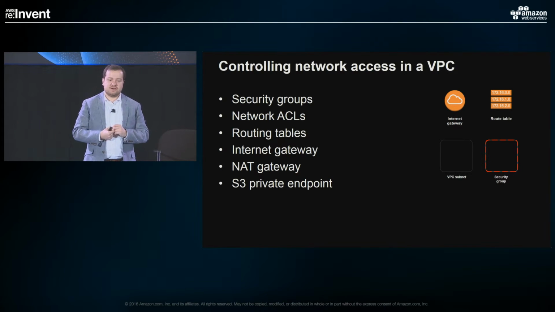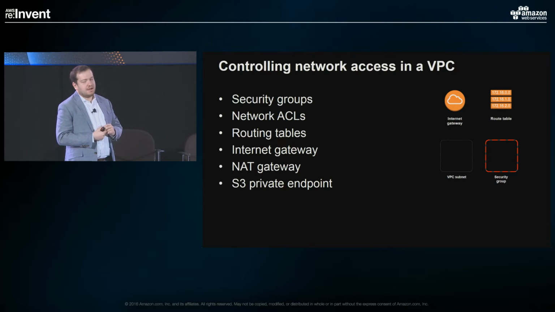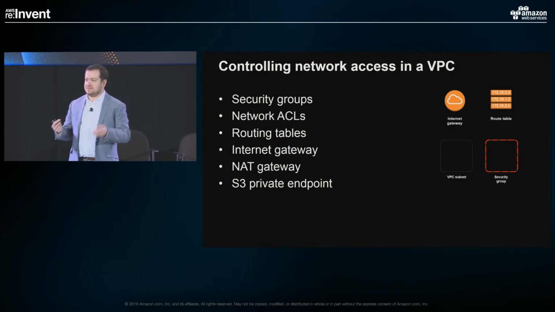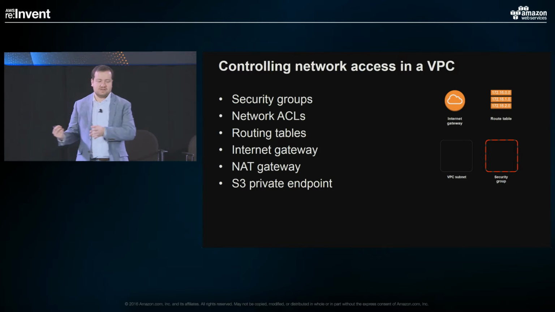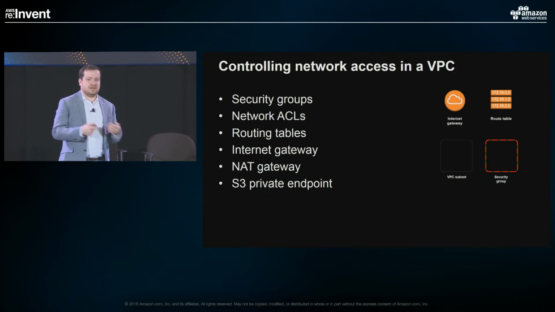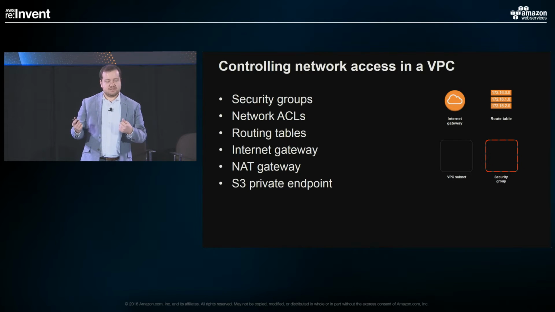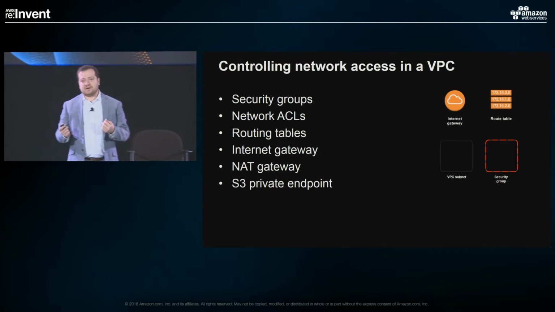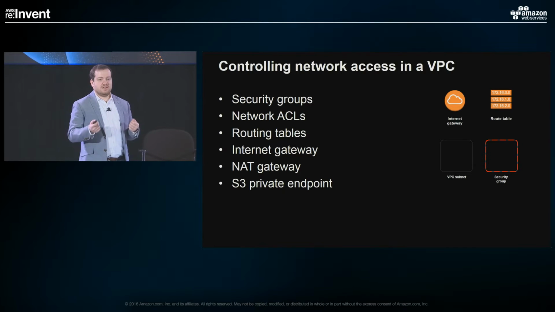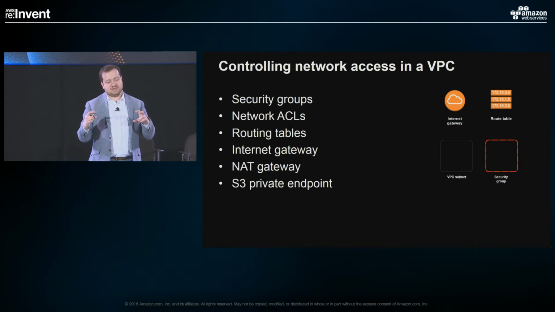So security groups are stateful firewalls, essentially. They are applied at the instance level. Instances can have one or more security groups applied to them. They control egress and ingress to your instances. And then we've got NACLs, so network ACLs. NACLs are stateless filters. They are applied at the route table, not at the instance level.